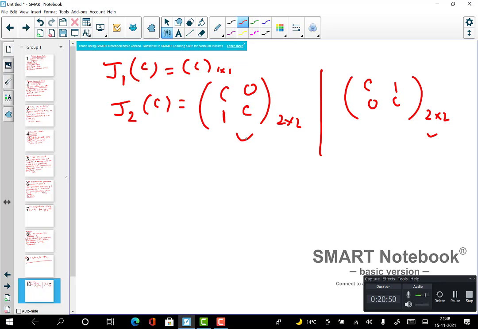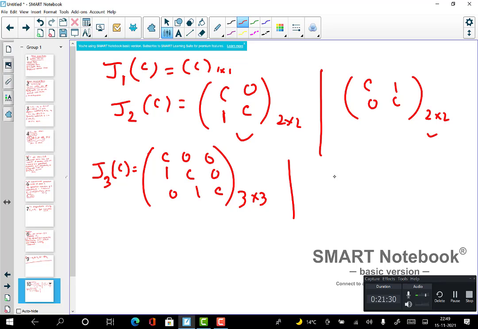I am writing this to make a relationship with the rational canonical form. I will come to that. Now the Jordan block of order 3 will be what? Obviously it will be C 0 0, 1 C 0, then 0 1 C. So the diagonals are all C, the sub diagonal means one below the diagonal, and the super diagonal means one above the diagonal. Sub diagonals are 1. So this is a 3 cross 3 matrix.